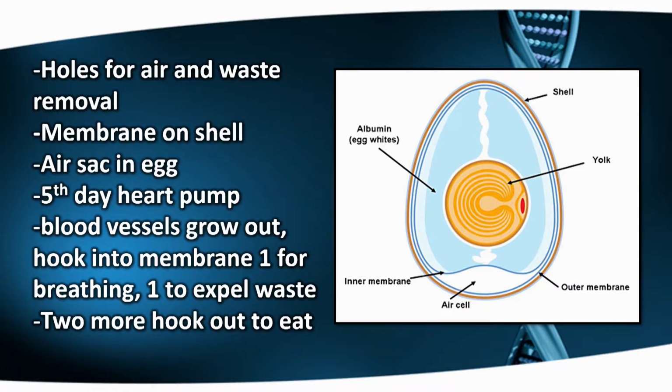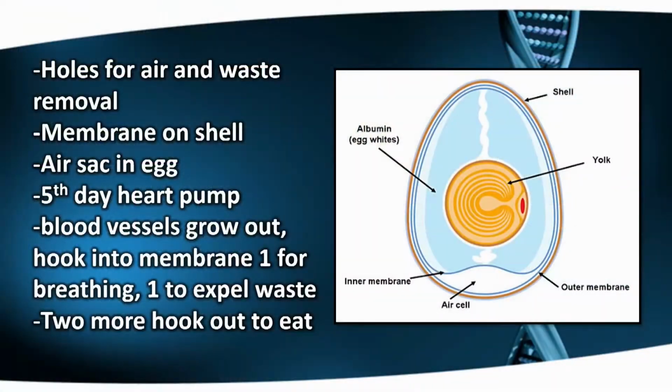There are holes in the egg for air and waste removal. Did you ever put an egg in water to boil it and you see the bubbles that come out? Well, those are the pores in the egg. That's how the bird can survive. There's a membrane on the shell, and there's an air sac here in the egg.